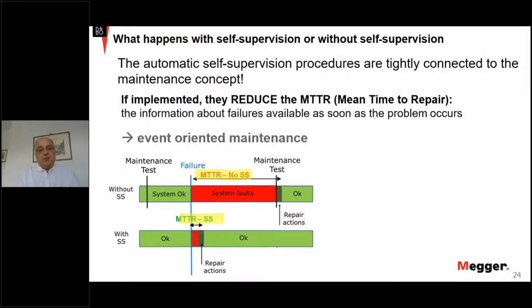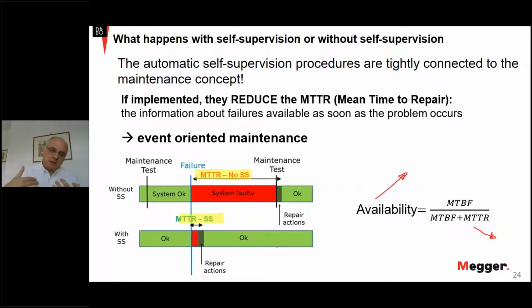What's the difference between the two? The mean time to repair. So the repair action has shortened the mean time to repair. Call it also event-oriented maintenance. The availability of the system is the mean time before failure divided by the mean time before failure plus the mean time to repair. If we push MTTR down to 0, availability goes up. If we reduce MTTR, availability goes up.